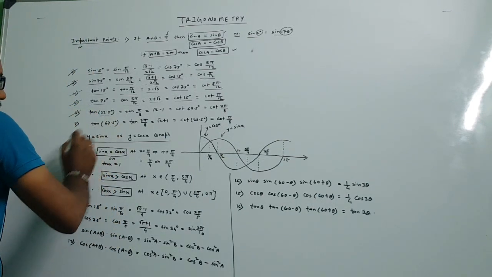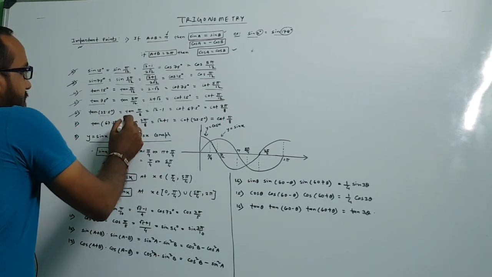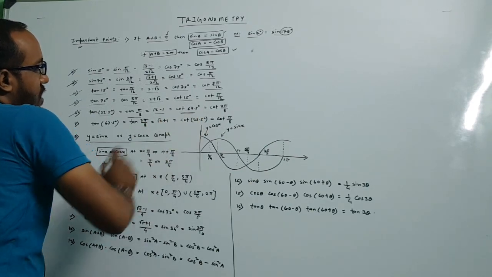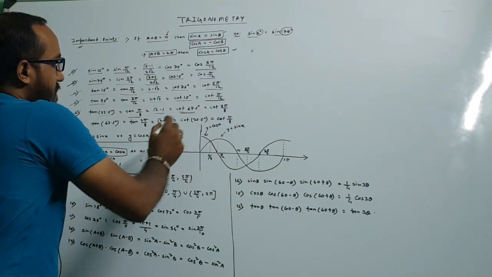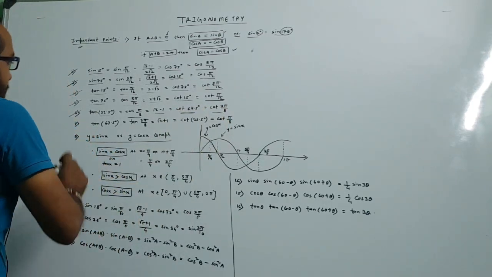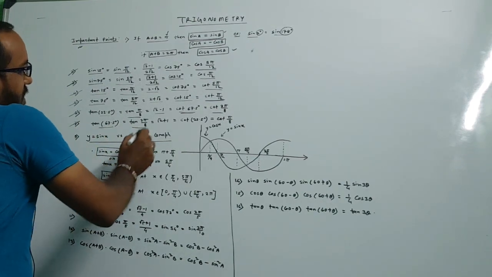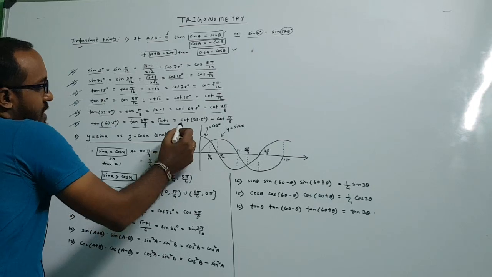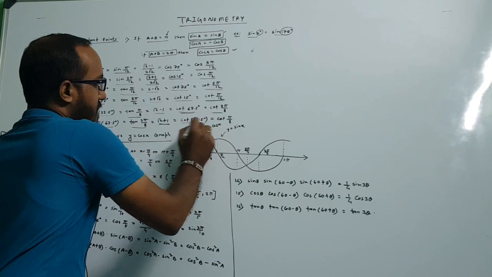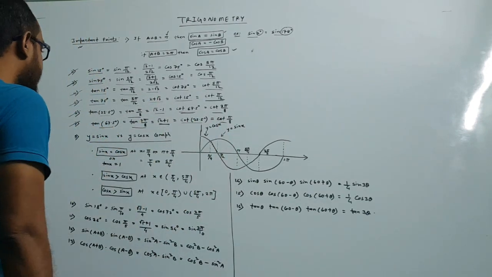Tan 22 and a half degree, that means 22.5 degree, is tan pi by 8, which equals root 2 minus 1, which equals cot 67.5 degree, and cot 67.5 degree you can write in radian as 3 pi by 8. Tan 67.5 degree is tan 3 pi by 8. The value is root 2 plus 1, and it is equivalent to cot 22.5 degree, and cot 22.5 degree equals cot pi by 8.